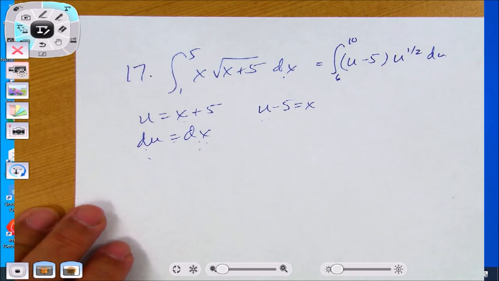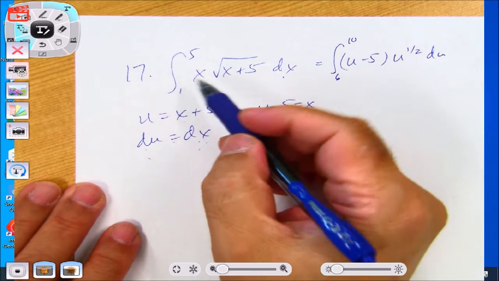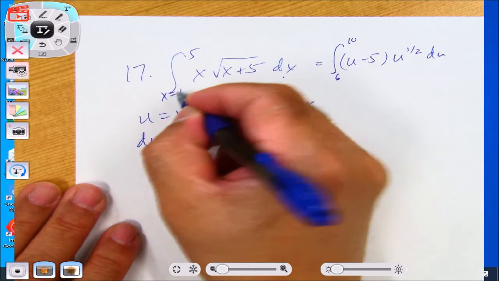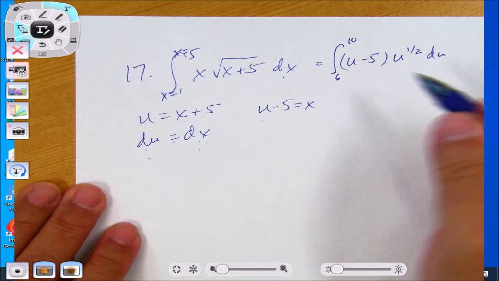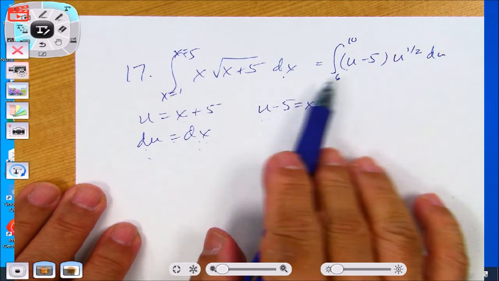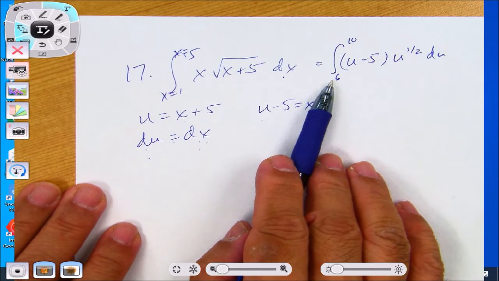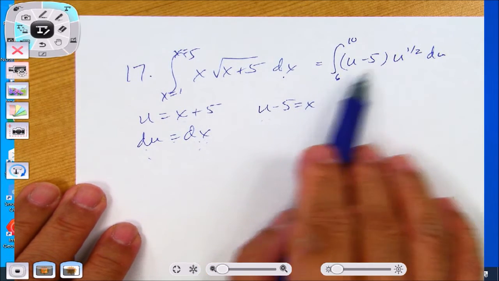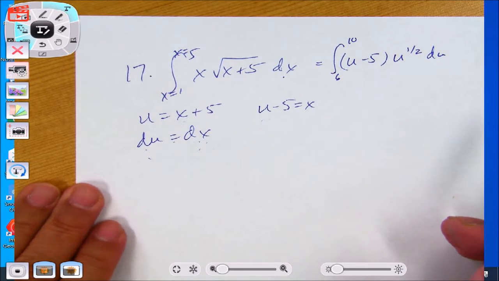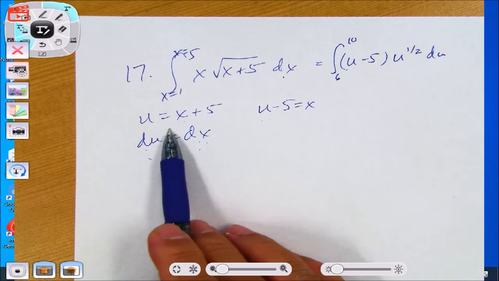So when I have this integral over here, this is x equals 1 to x equals 5. When I come over to here, I have changed the variables from x to u. So it's no longer x values; whatever numbers are up here, I want them to be u values. So you plug 5 into this expression, and then you plug 1 into it.